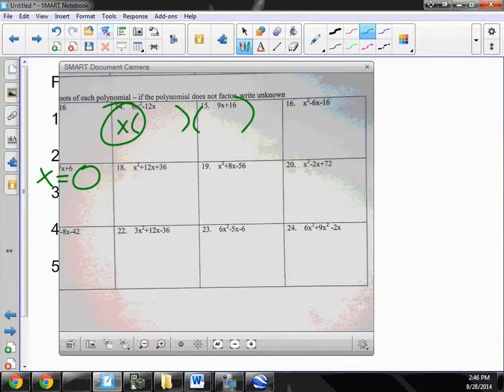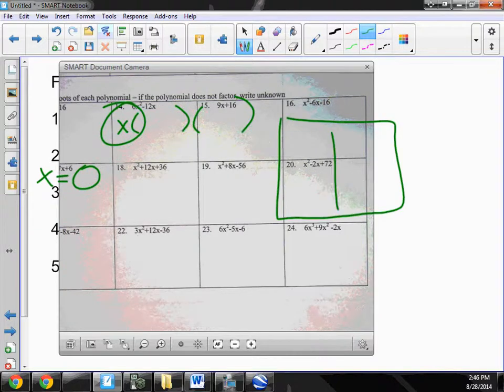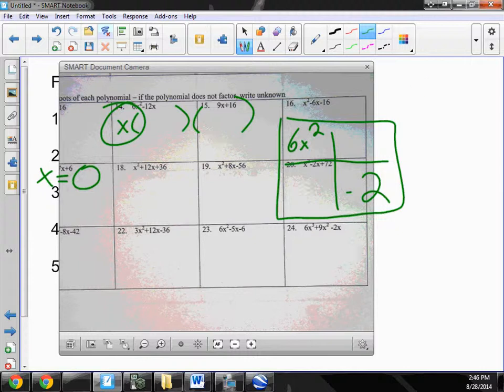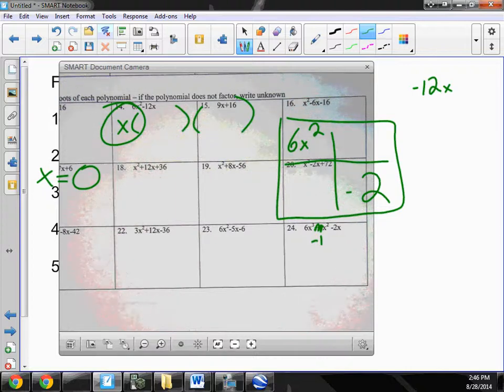24. So this is going to be 6x squared negative 2. So 6 times negative 2 is negative 12x squared. Oh, shoot. That 9 is supposed to be a negative 1. Otherwise, it doesn't work. On number 24, change the 9x squared to a negative 1x squared. Faulty math teacher.